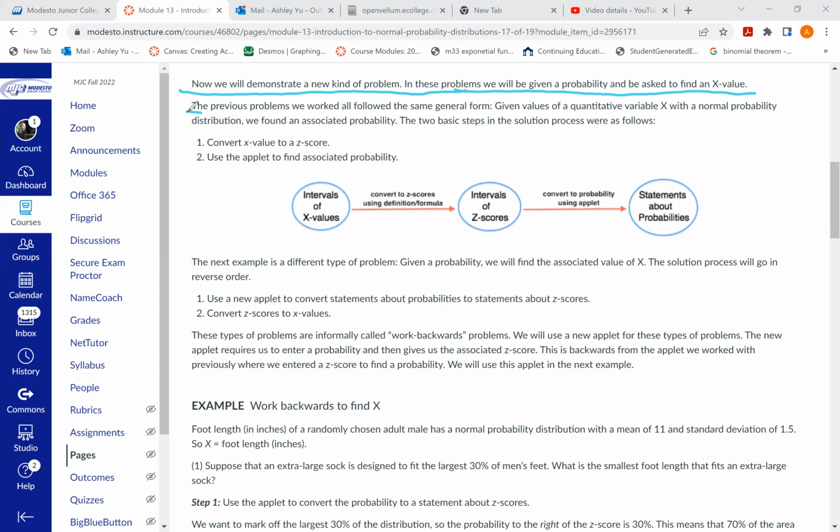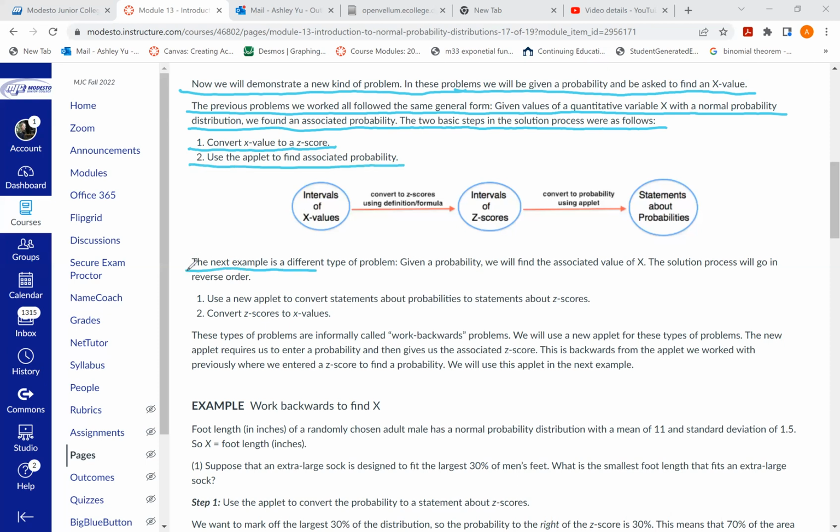The previous problems we worked all followed the same general form. Given values of a quantitative variable x with a normal probability distribution, we found an associated probability. Two basic steps in the solution process were as follows. We first convert the x value to a z-score. Then we use the applet to find the associated probability.